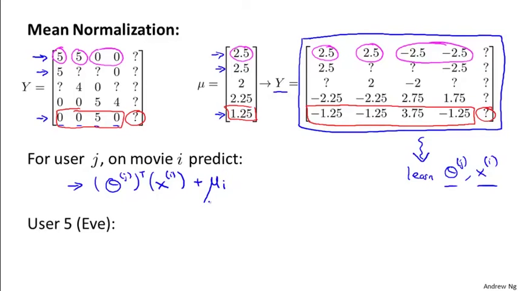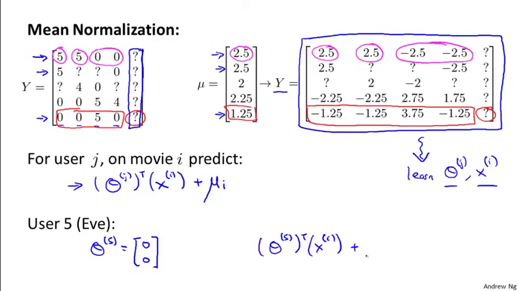And so specifically for user 5, which is Eve, the same argument as the previous slide still applies, in the sense that Eve had not rated any movies, and so the learned parameter for user 5 is still going to be equal to 0, 0. So on a particular movie i, we're going to predict for Eve theta 5 transpose xi plus add back in mu i. And so this first component is going to be equal to 0 if theta 5 is equal to 0. And so on movie i, we're going to end up predicting mu i.